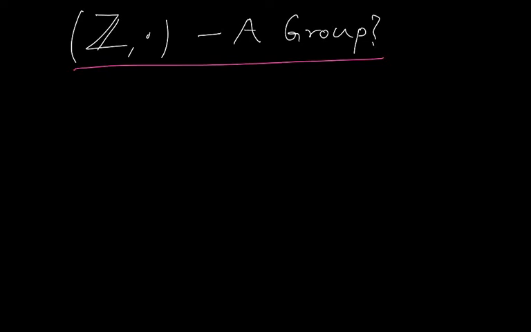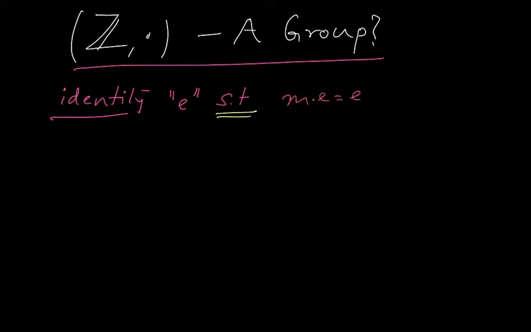So we explore here whether the integers with respect to multiplication could form a group. Now the first question to ask is, what could the identity element be? The identity element is an element, let's call it E, such that (I will use the abbreviation s.t. for "such that") M times E is E times M is M for all integers M.